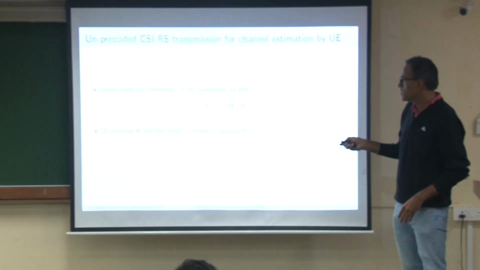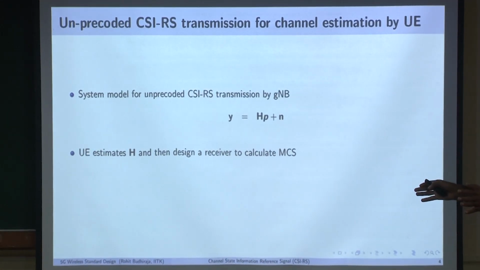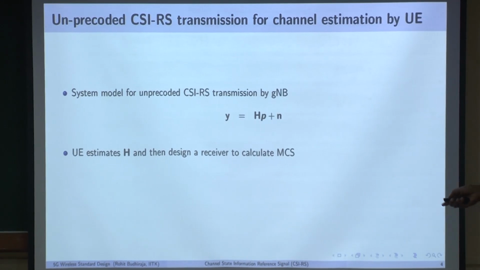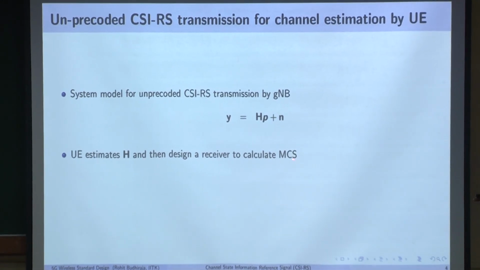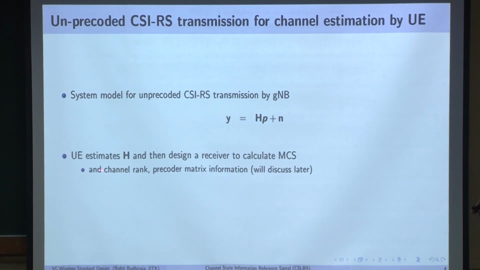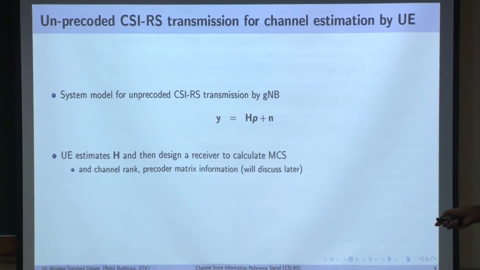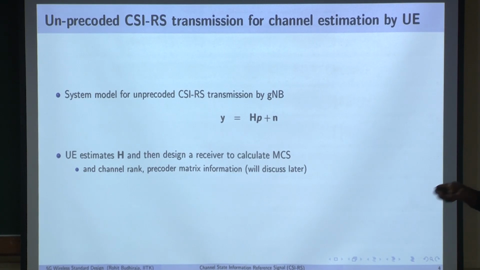The base station is sending this unprecoded CSI-RS, and the user has to estimate this unprecoded channel from here. It can, because if you send a 32 port CSI-RS, we know how to estimate H from that. So the UE estimates H and then designs a receiver to calculate the MCS, and it calculates something called channel rank. It calculates precoder matrix information. We'll discuss later. As I said, only the UE has the channel information now. The base station doesn't have it, right?